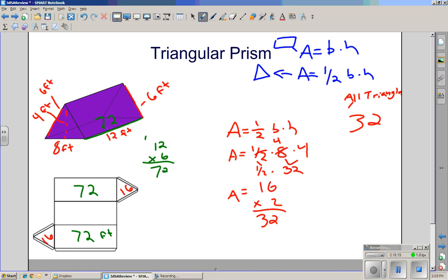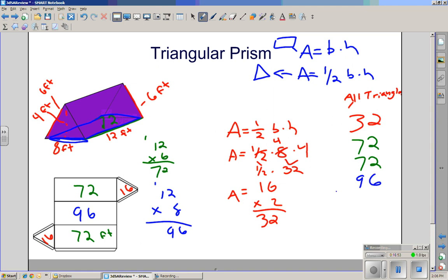Again, I will write those off to the side because I know I will need to add everything together in the end. Finally, I have my bottom rectangle. The one I'm representing in blue. It is at the bottom of my shape. The length of that is 12. And the width of it right here is 8. 12 times 8 is 96. That is my last rectangle. And again, I'll put that off to the side because I know I need to add that in.